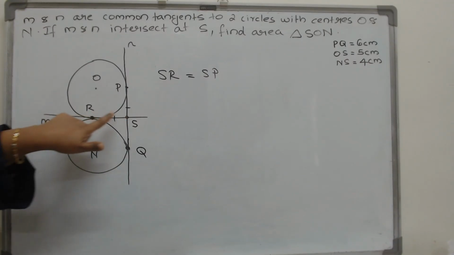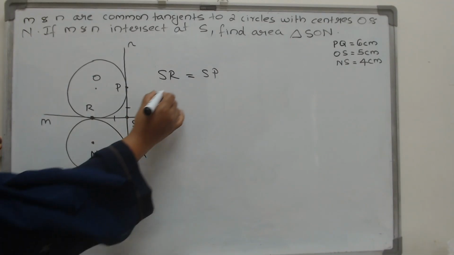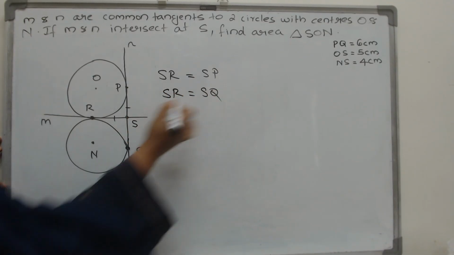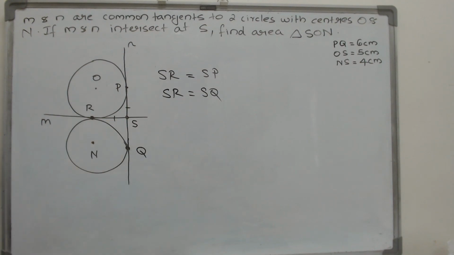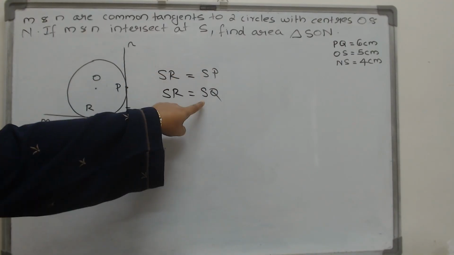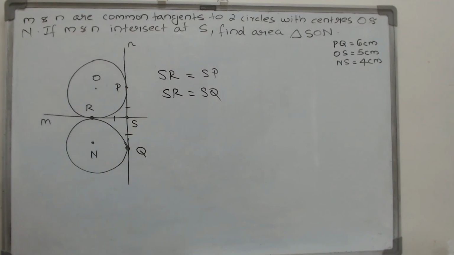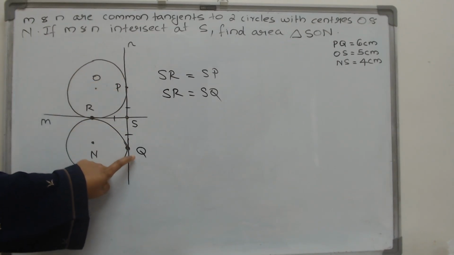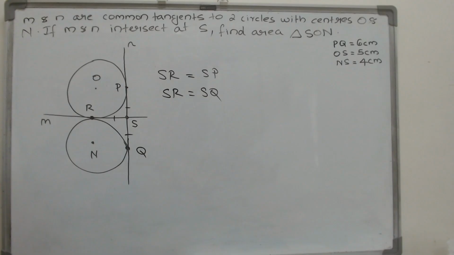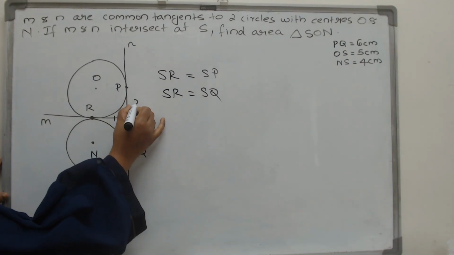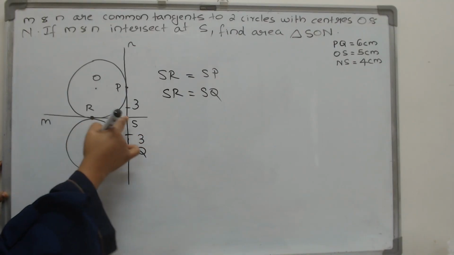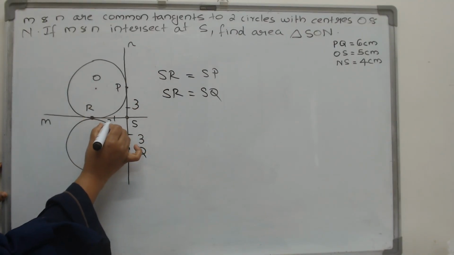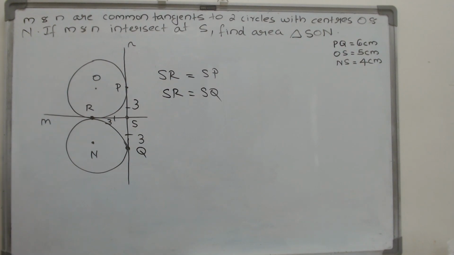If you see SR and SQ, what are they? SR and SQ are the tangents from the same external point S, which means SR and SQ are equal in measure. So SP and SQ are equal in length, or in other words, this point S is the midpoint of PQ. But then what is PQ? PQ is 6 centimeters, which means this is a 3, this is a 3, and SR is equal to both of that. So SR is also 3 centimeters.